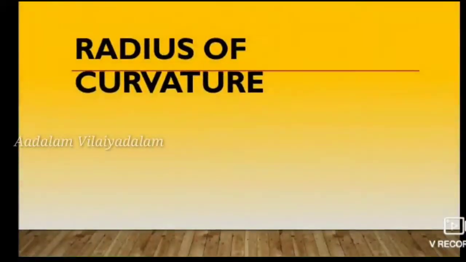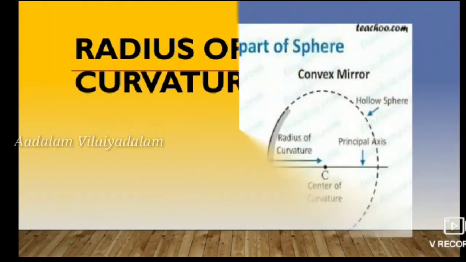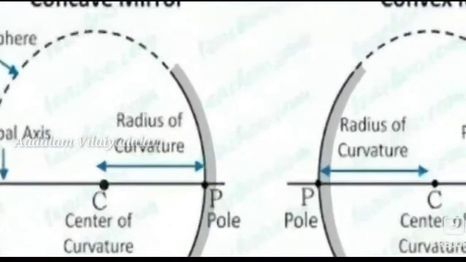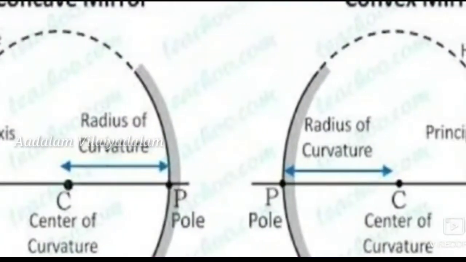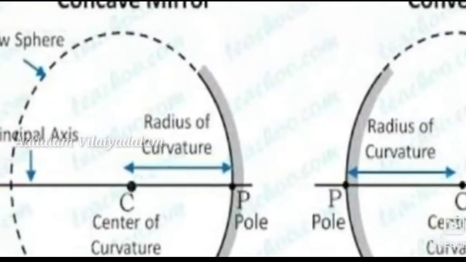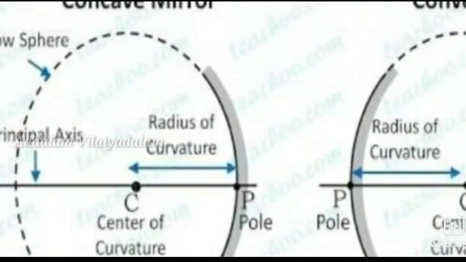And the third one is radius of curvature, which is denoted by the letter R. It is the distance between the center of the sphere and the vertex. That is, the distance between the center of curvature and the vertex pole is denoted by radius of curvature R.